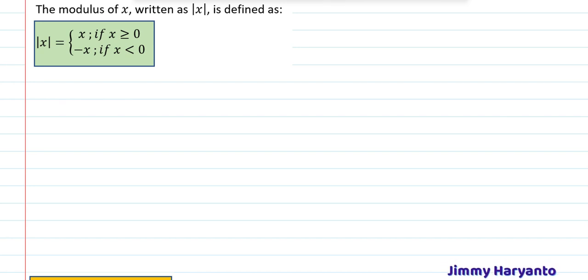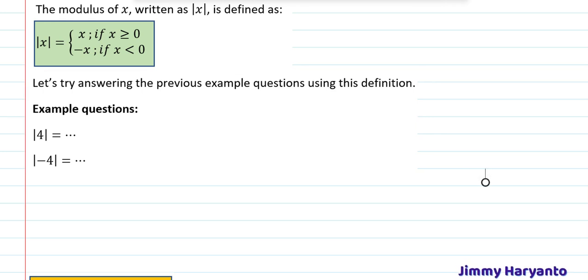Okay, so we already know how to find the result of the modulus of a number using the concept of modulus. Right now we will go to the definition of the modulus itself. The modulus of x will be equal to x itself if the value of x is greater than or equal to 0, and the value will be negative x if x is less than 0. To understand this definition, I want to try to answer the previous example question one more time, but this time we will use the definition.